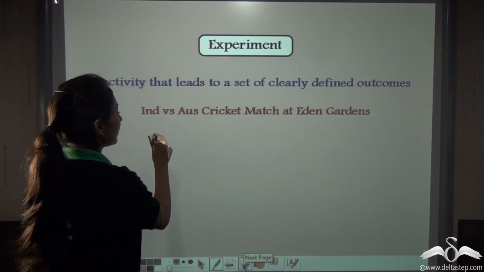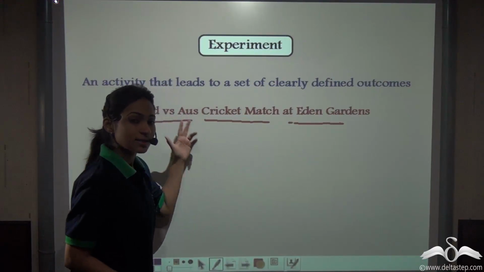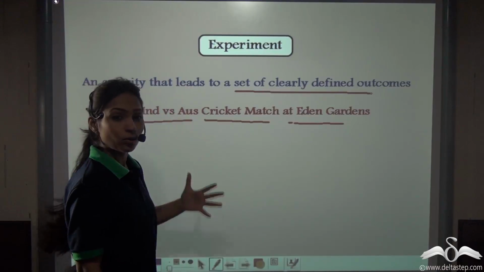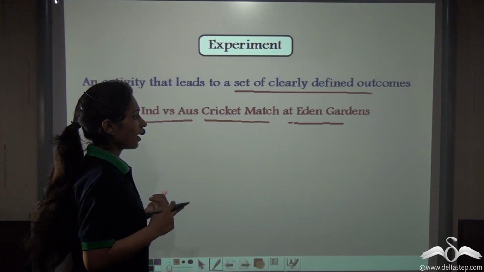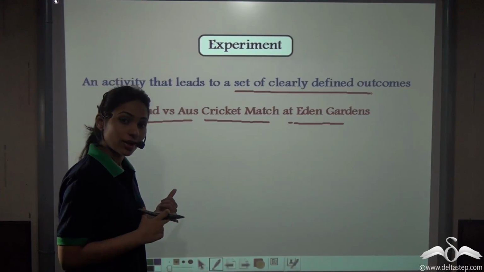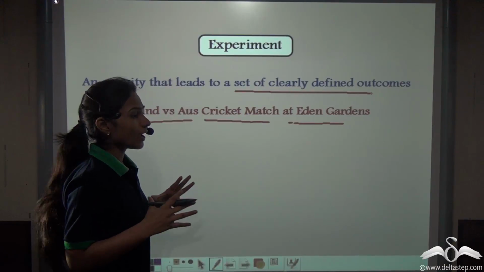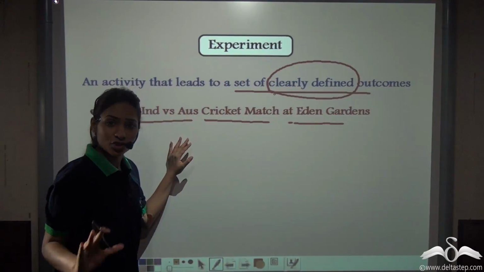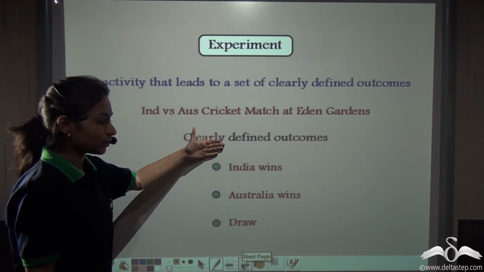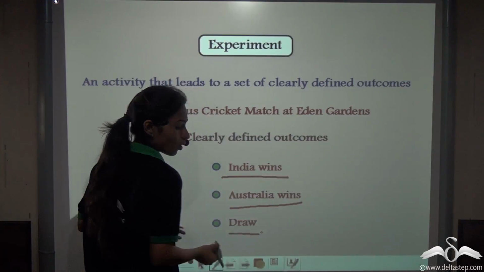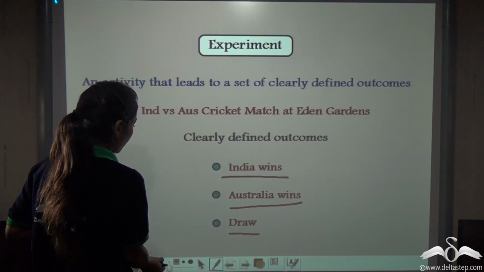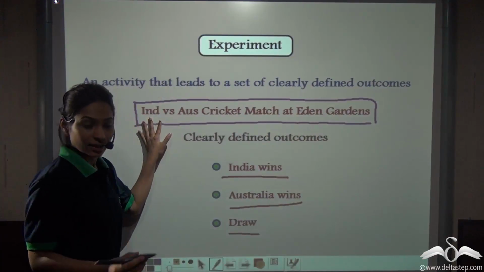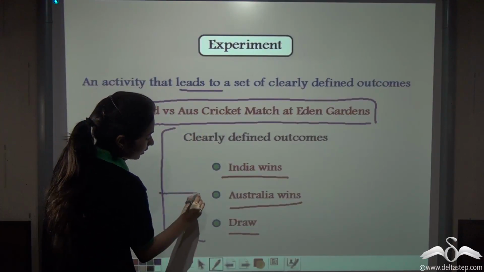Well, in our case, we can say that the India versus Australia cricket match at Eden Gardens is such an activity from which we can get a set of clearly defined outcomes. Can you tell me what will be the outcomes after the match ends? Either India can win or Australia can win, or it can be a draw. So this match has 3 outcomes and it is a set of clearly defined outcomes. There is no confusion about it. So the clearly defined outcomes are India wins, Australia wins, or it is a draw. So this is an experiment. I can say that the India versus Australia cricket match at Eden Gardens is an experiment because it is an activity that leads to a set of clearly defined outcomes.